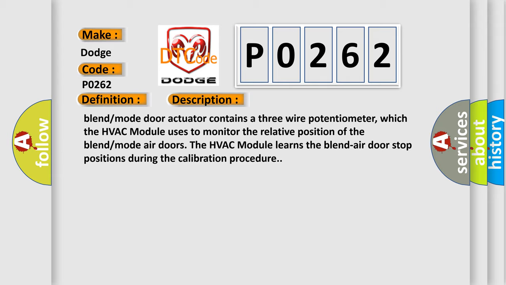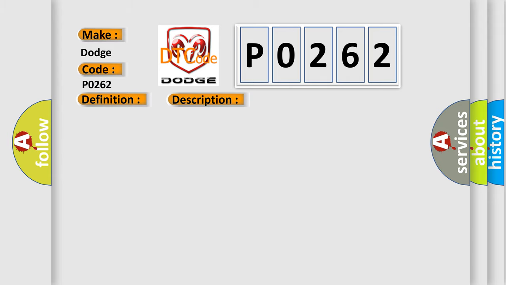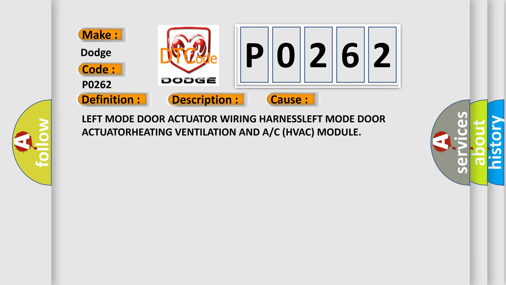This diagnostic error occurs most often in these cases: left mode door actuator wiring harness, left mode door actuator, heating ventilation and A/C HVAC module.